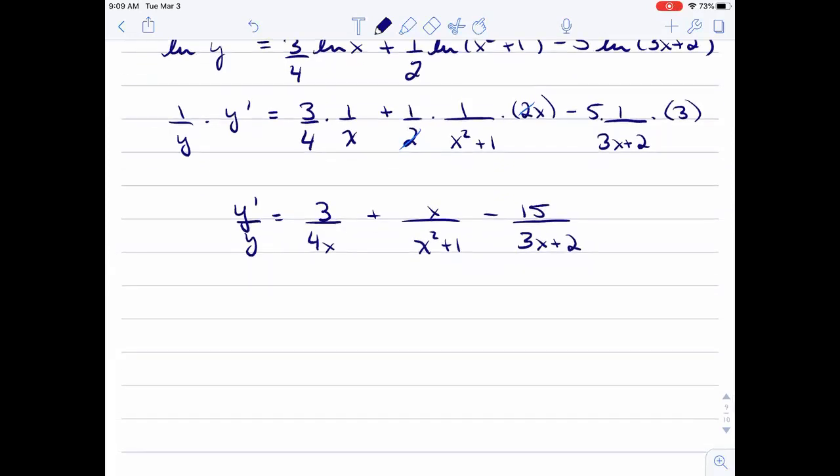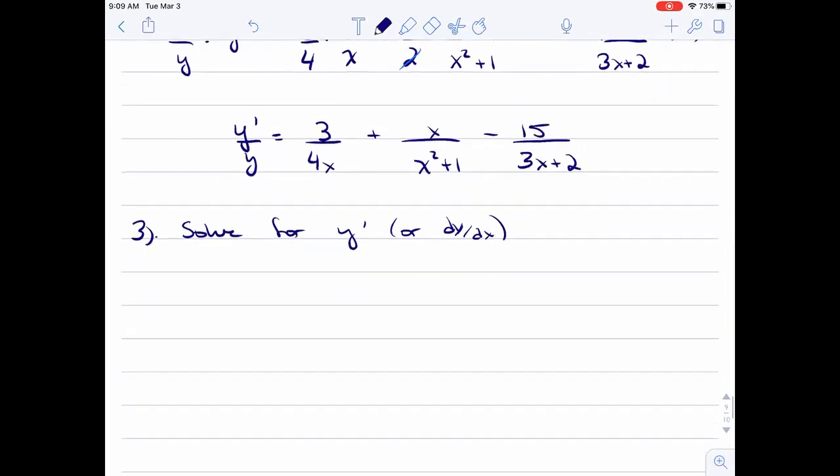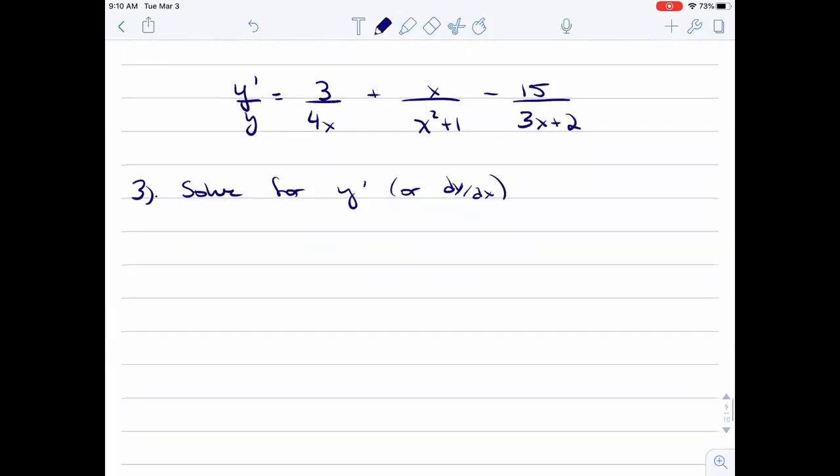But what I will do is step 3, where I have to solve for y prime. Solve for y prime or dy dx, whichever you prefer. So now I've got the y prime over y on the left-hand side. If I bring the y over to the right-hand side, I get y prime is y times all of this: 3 over 4x plus x over x squared plus 1 minus 15 over 3x plus 2.